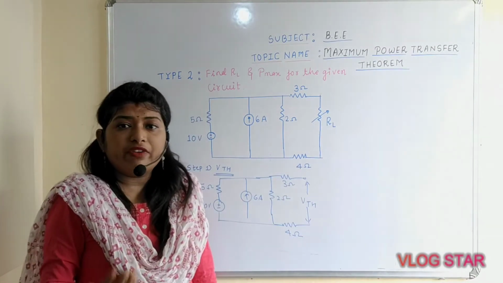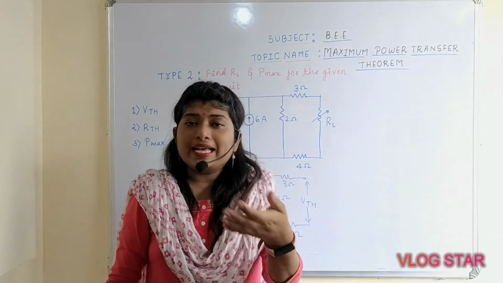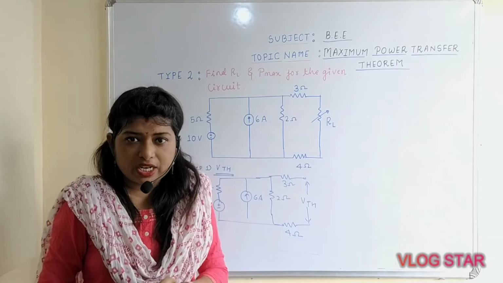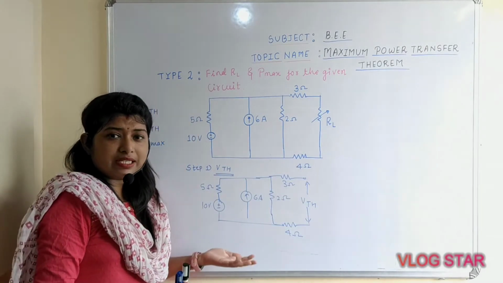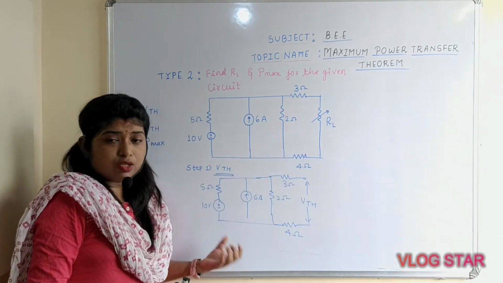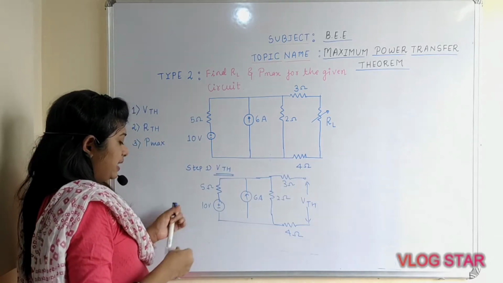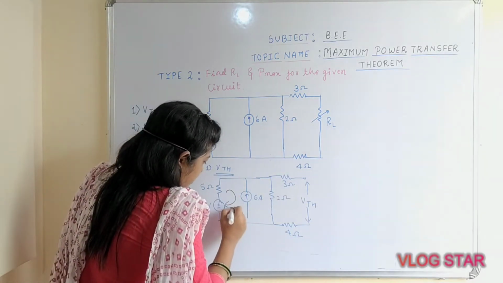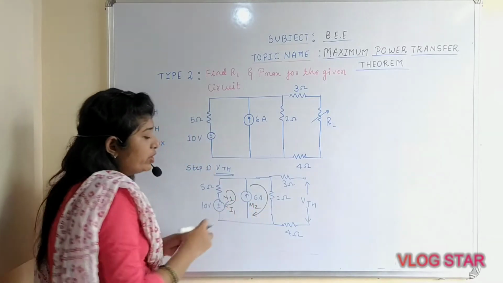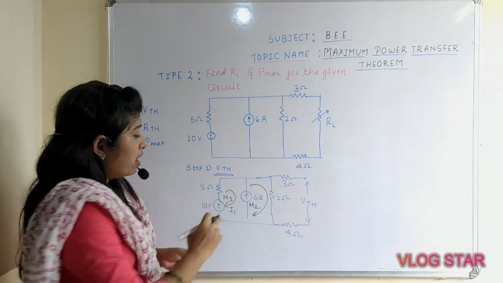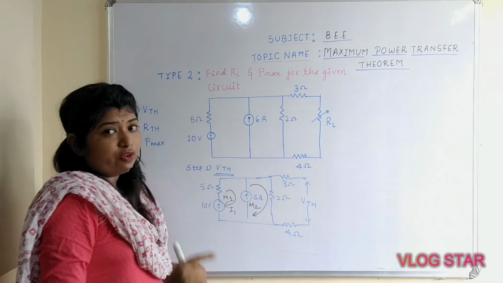After that, to calculate VTH, first you have to apply any one of the network simplification techniques. As I suggest, you need to apply mesh analysis. So can you apply mesh analysis? Now as I told you, this is the example for super mesh. So how are you going to write down the equation for super mesh? How many meshes are there? There are two meshes. Let's consider this is mesh 1 and this is mesh 2. The current flowing through mesh 1 is I1. The current flowing through mesh 2 is I2. And I need to write down the equation for super mesh.